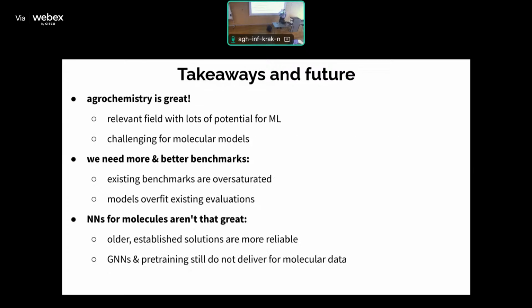Some last takeaways: agrochemistry is great, absolutely do that. I think there's definitely not enough science there. We need more benchmarks, especially in terms of agrochemistry.